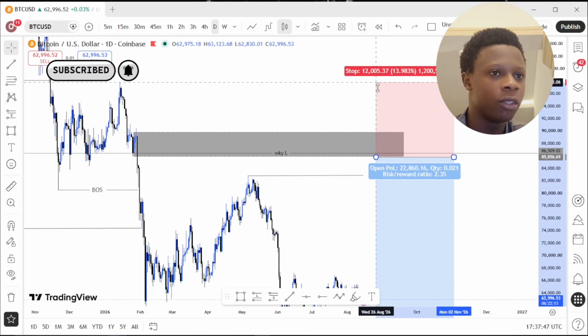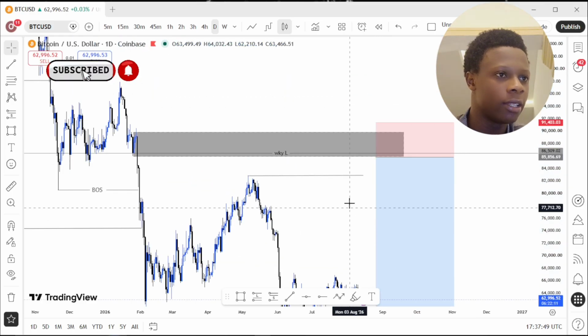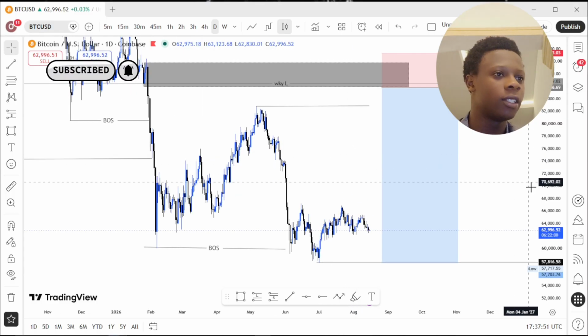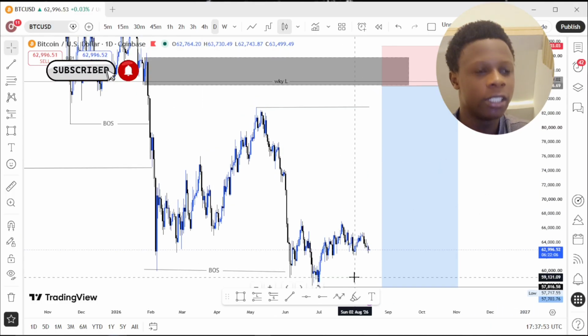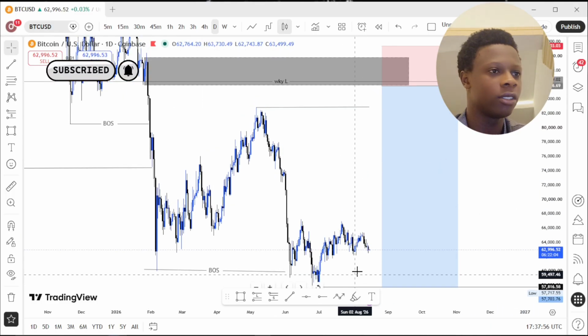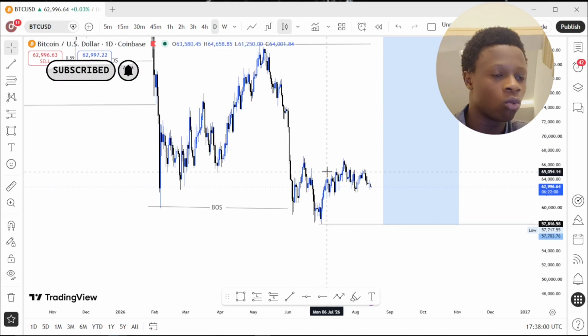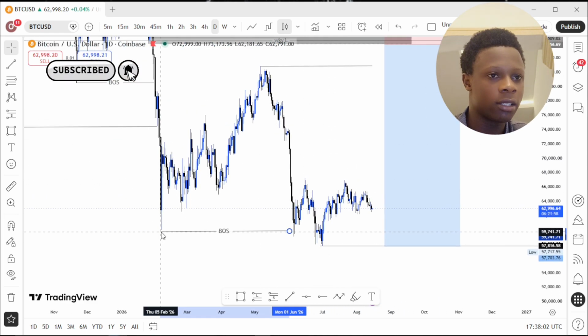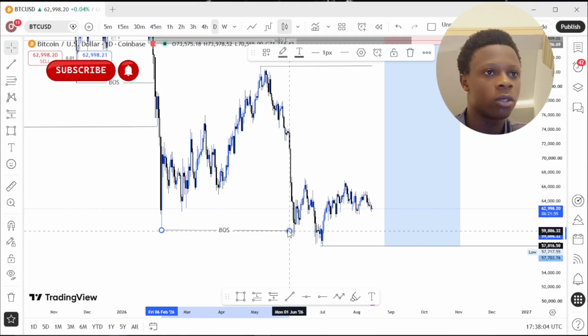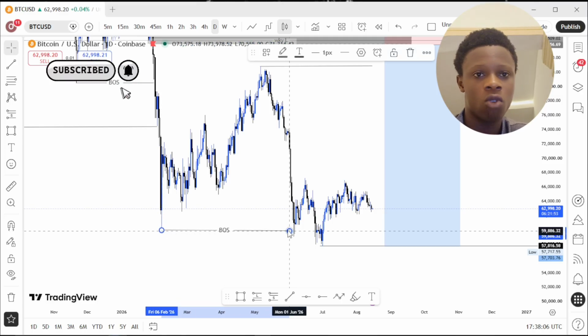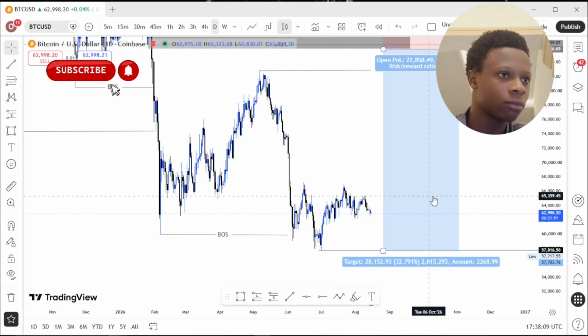Our stop loss will be above the order block, right? Like this. And our target is this very low, which is a good trade of about 1:5. So right now, what you have to do is go to a lower time frame, as low as 4 hour, then 3 hour, 2 hour, and 1 hour time frame.